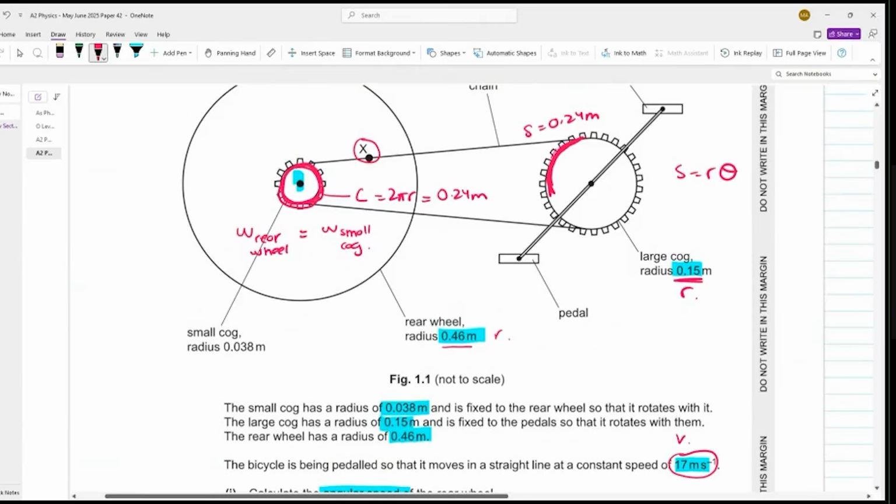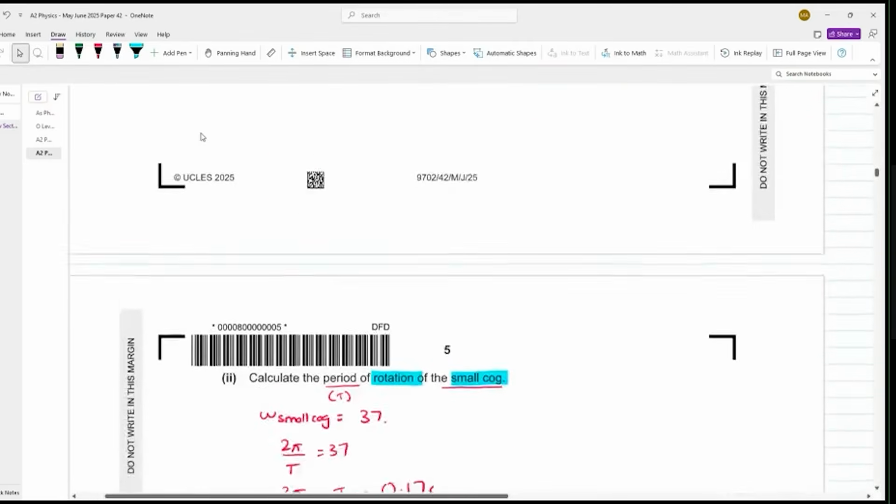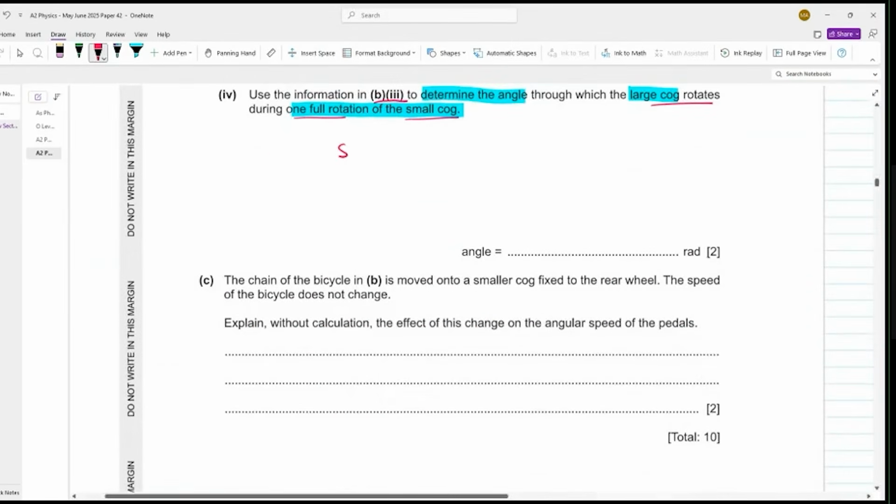I know the curve displacement or the linear displacement that the large cog is performing. I know the radius of the large cog. Can I calculate the theta? Yes. You will apply S is equal to r theta. S is 0.24. The radius is 0.15. 0.24 divided by 0.15 is equal to your theta. Theta comes out to be 1.6 radians.